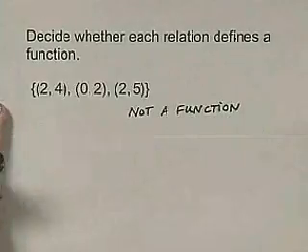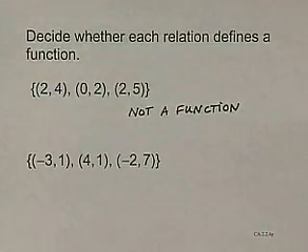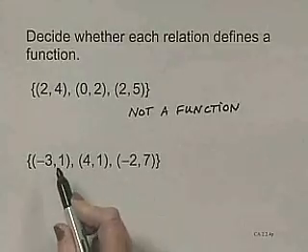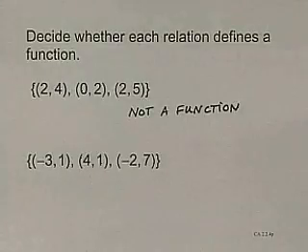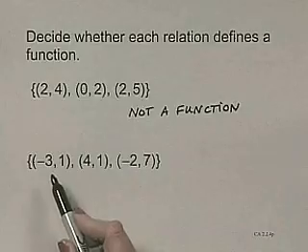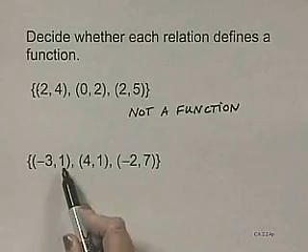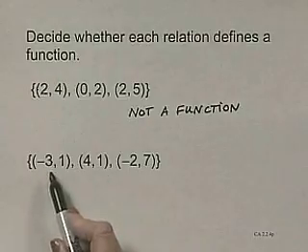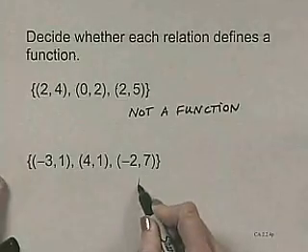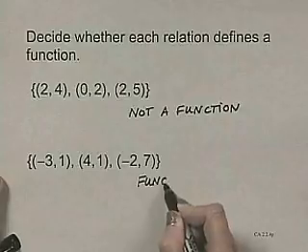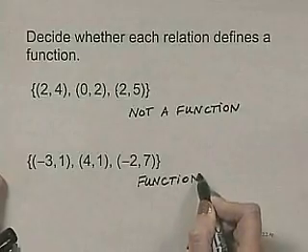How about the relation where we have the first ordered pair, (-3, 1), the second, (4, 1), the third, (-2, 7). We have three different x values, each paired with different y values, and so therefore we're going to end up having a function. Now notice that we have the same y value in two places here, but our x values are different, and so therefore this fits our definition for a function.